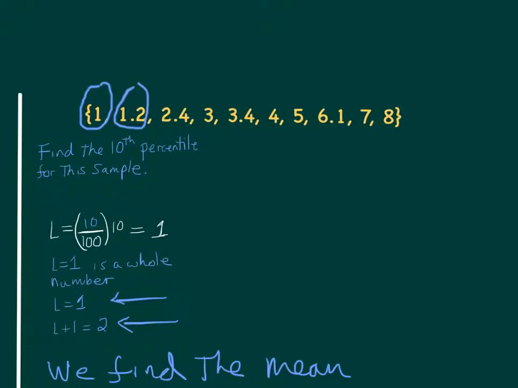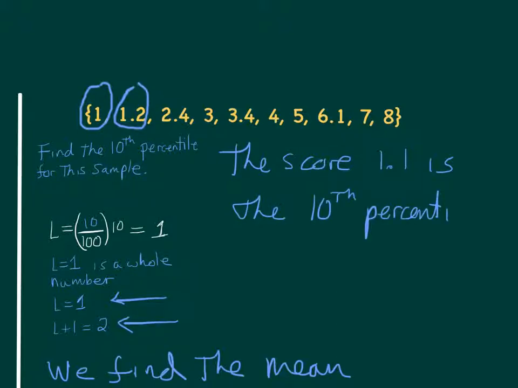So to answer this problem, we would say the score of 1.1 is the 10th percentile, or corresponds to the 10th percentile.